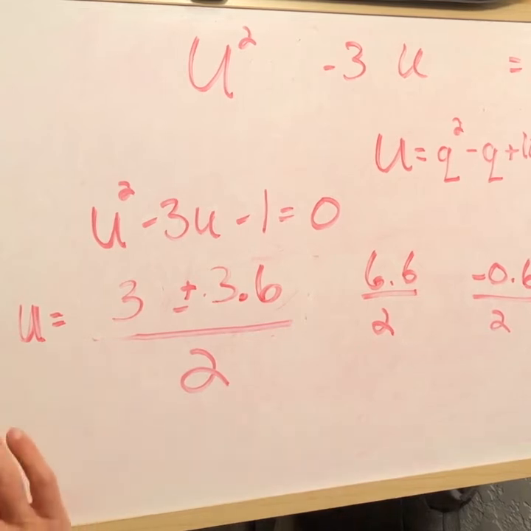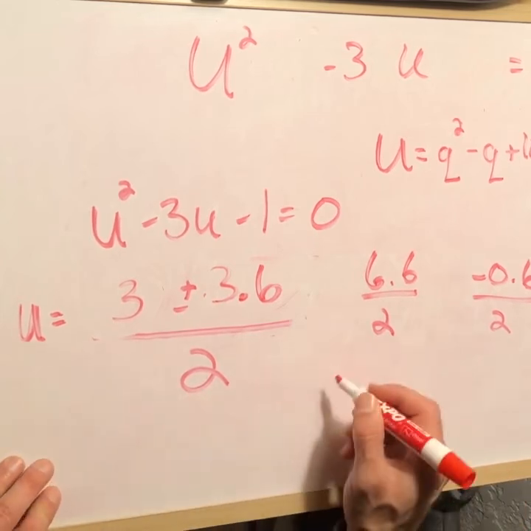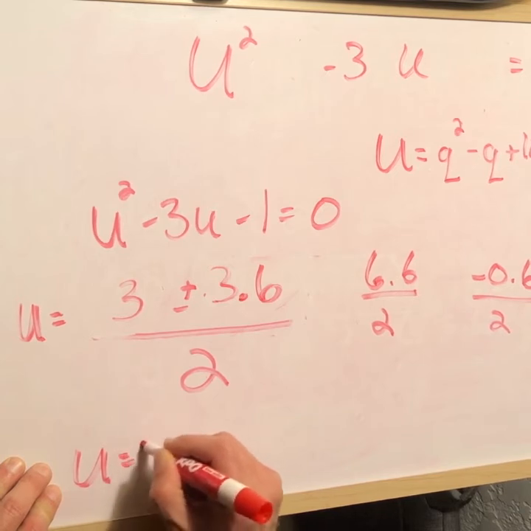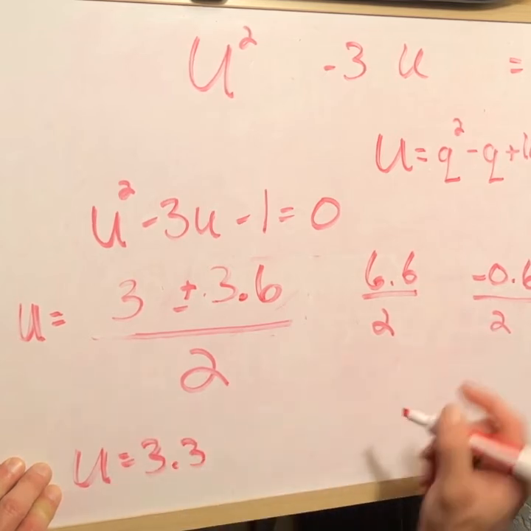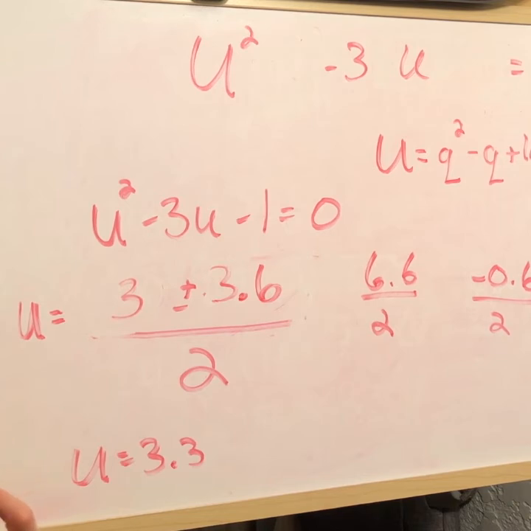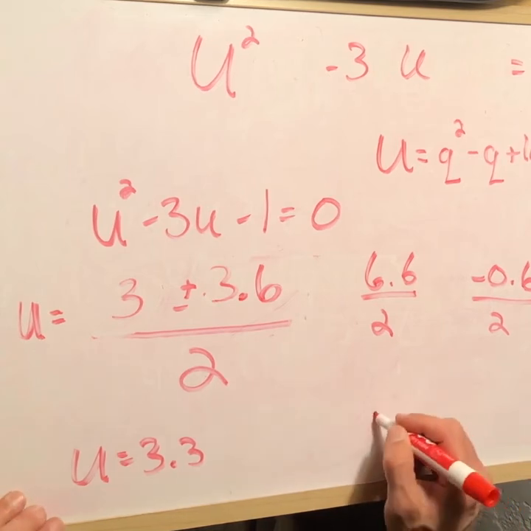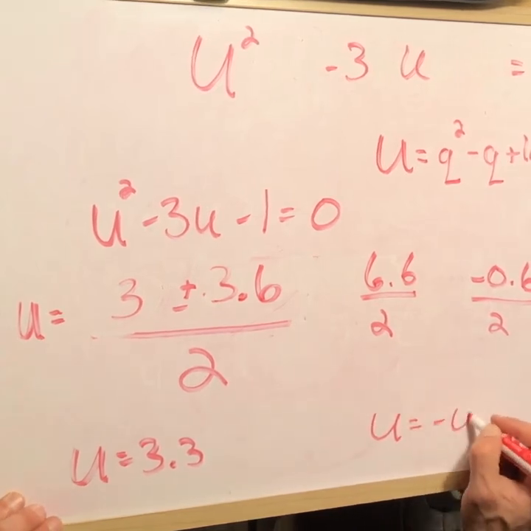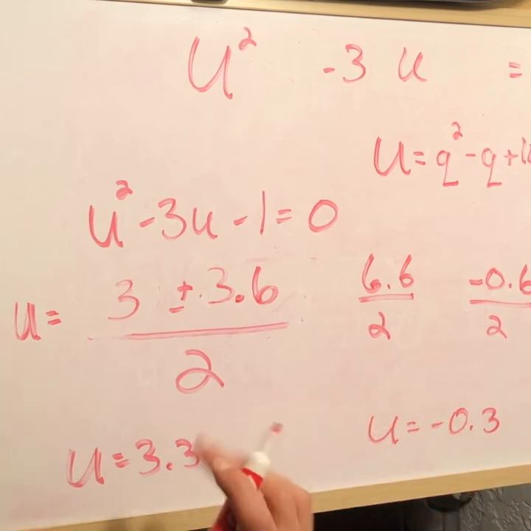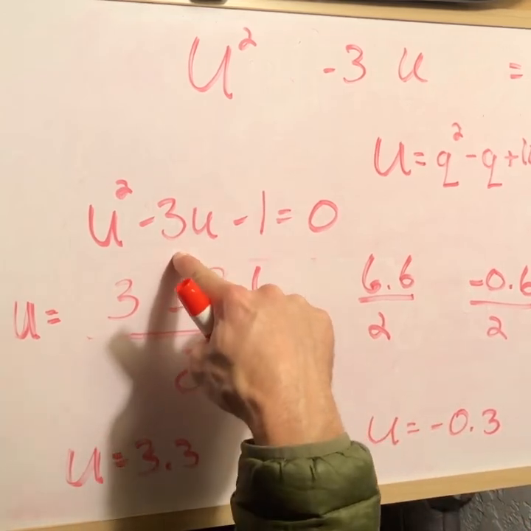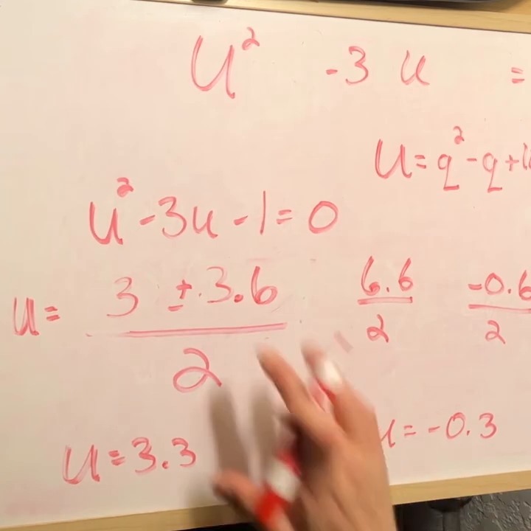I have to find my two answers. 6.6 divided by 2 is going to give me 3.3. So one of the answers is 3.3. For this one, negative 0.6 divided by 2, my other one is u equals negative 0.3. These are my two solutions if this was an IM2 class and I said solve for the variable.